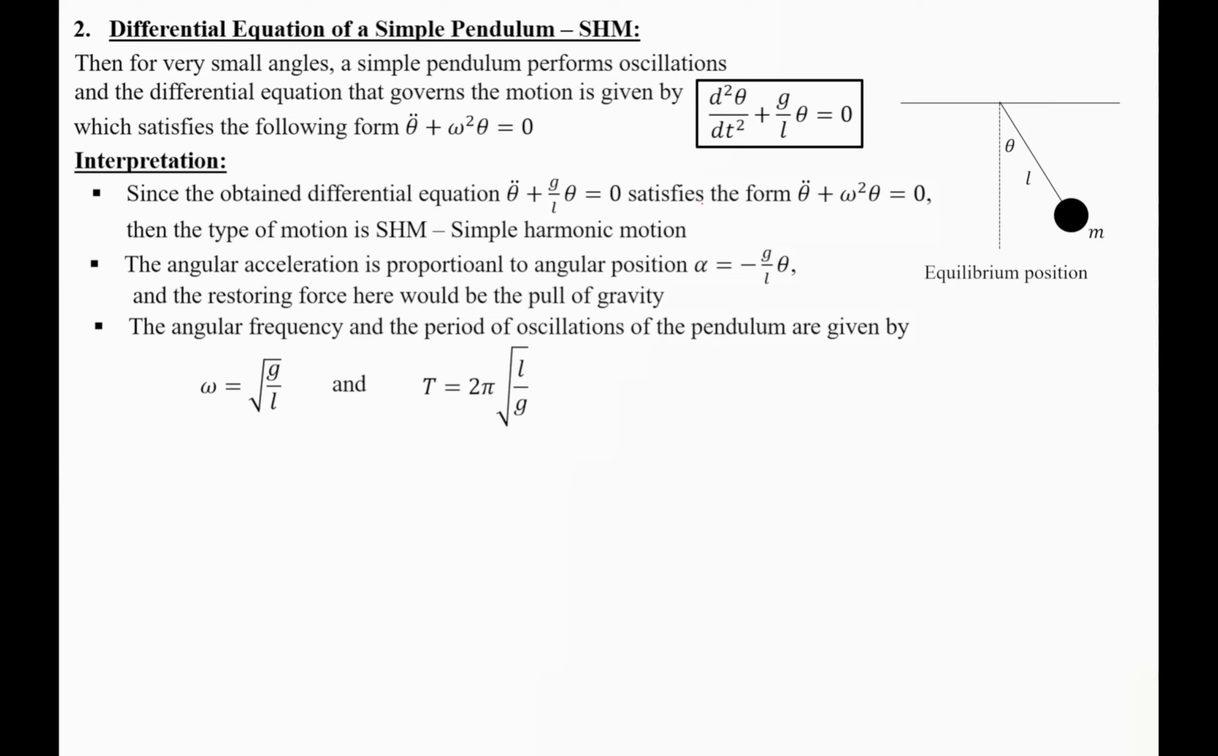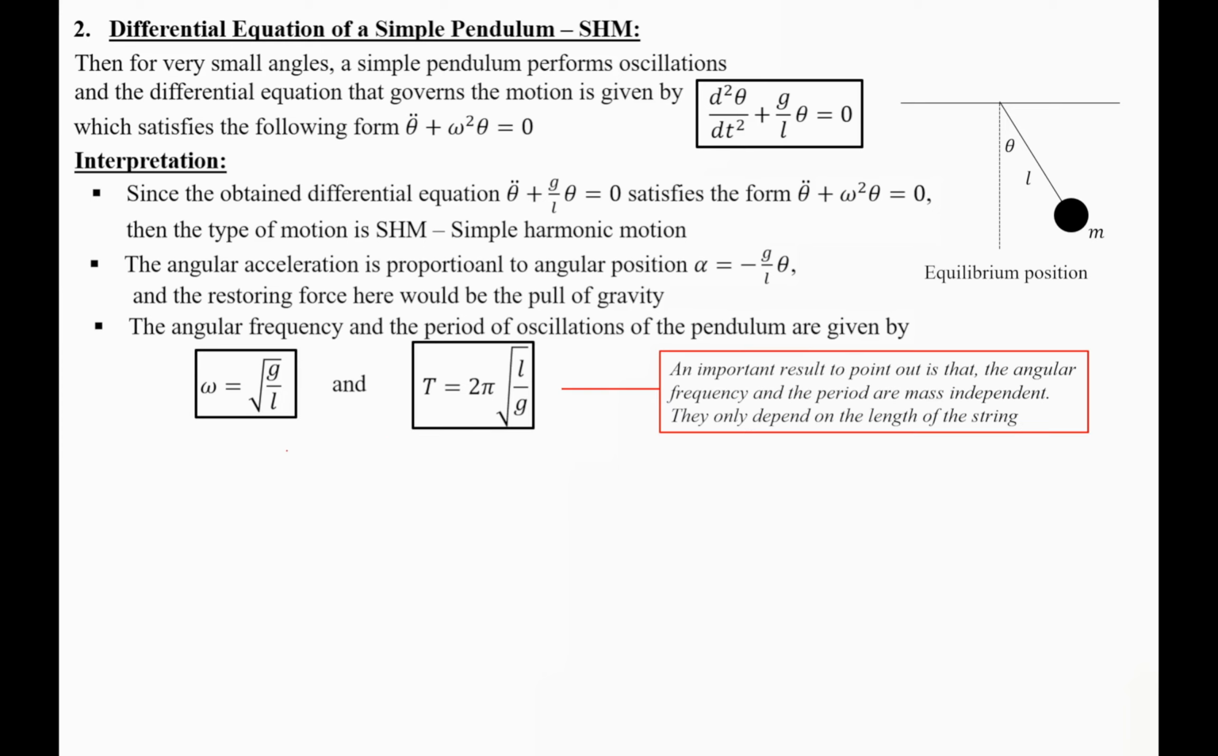And here, something important that we should mention, if you remember in the previous class, we have solved several exercises, and we tried to play with the value of g for horizontal, inclined, and vertical oscillator, and we've noticed that g doesn't affect omega and the period. However, for a simple pendulum, g will affect omega and the period. However, the mass is not important. The length of the pendulum is important. An important result to point out is that the angular frequency and the period are mass independent. They don't depend on the mass, they only depend on the length of the string and the value of g as well.